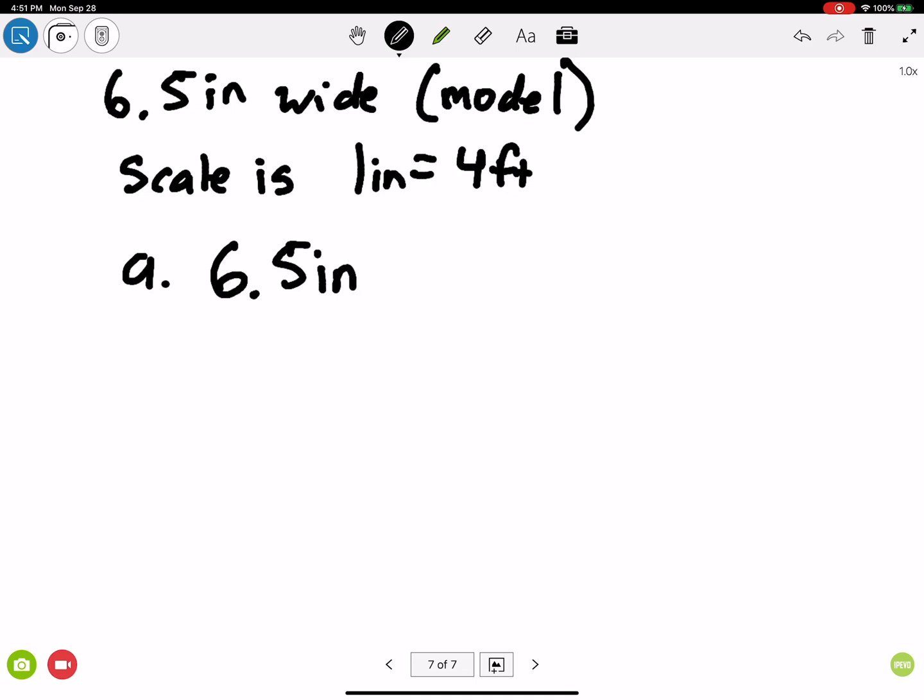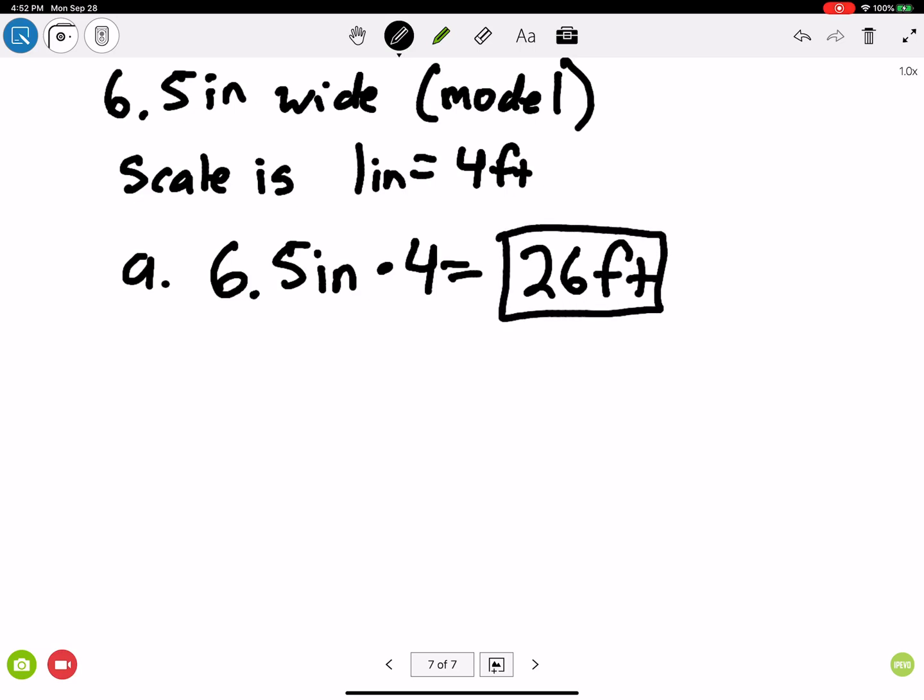Okay? So hopefully you got it, and you figured out that in order to get the actual flower bed, you're going to take your 6.5, multiply it by 4, and that's going to convert us to 26 feet. This is how big the actual flower bed is. Okay, each inch is equivalent to 4 actual feet.